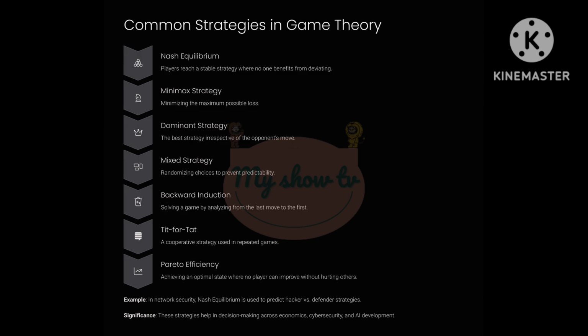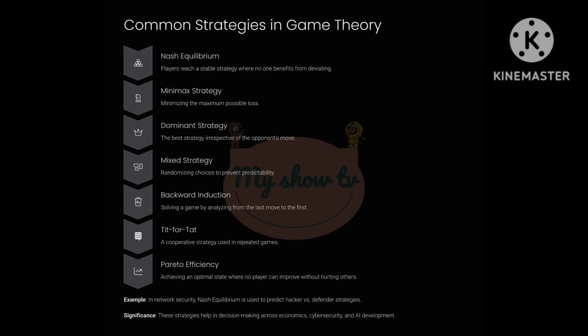3. Dominant strategy. A dominant strategy is always the best choice, regardless of the opponent's actions. Example: in the prisoner's dilemma, confessing is a dominant strategy because it offers the safest outcome. 4. Mixed strategy. Here, players randomize their decisions to avoid predictability. It is often used when no pure dominant strategy exists. Example: in soccer, a goalie chooses random dive directions to prevent the kicker from predicting their movements.